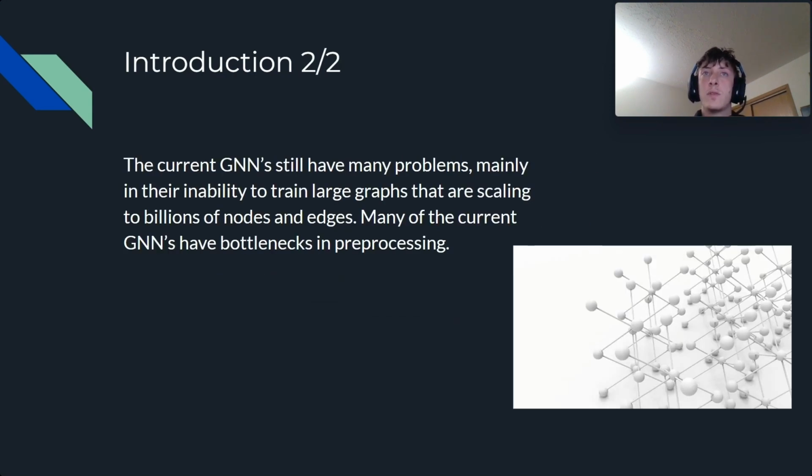The researchers chose this topic because the current graphic neural networks still have many problems that need to be resolved. These problems reside in their inability to handle and train large graphs that can scale up to millions, even billions of nodes and edges. A lot of the problem is focused on the pre-processing stage, where there are a lot of bottlenecks occurring.